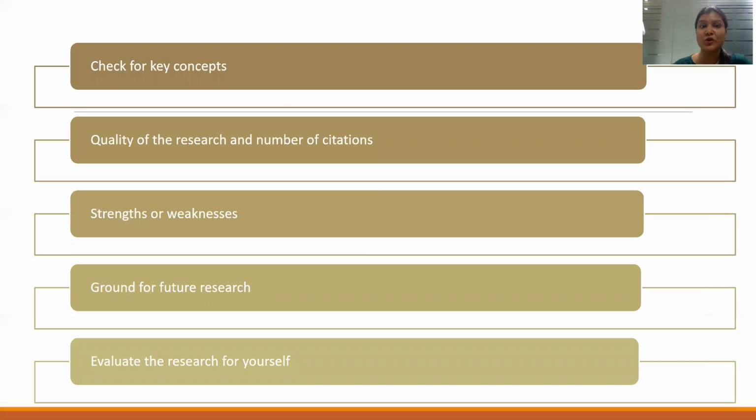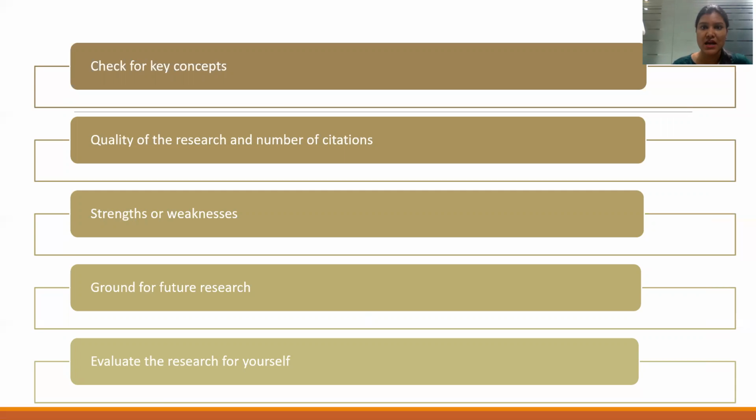Now step 2 is to evaluate and select sources. Here you have to check for key concepts, that is, what are the concepts you want to focus on in your literature review. And you need to search only the articles which have relevant literature on your key concepts. Then you have to see the quality of the research and the number of citations. Usually an article which is cited more times is more relevant to a particular topic. So the number of citations will tell you how relevant it might be to your topic.